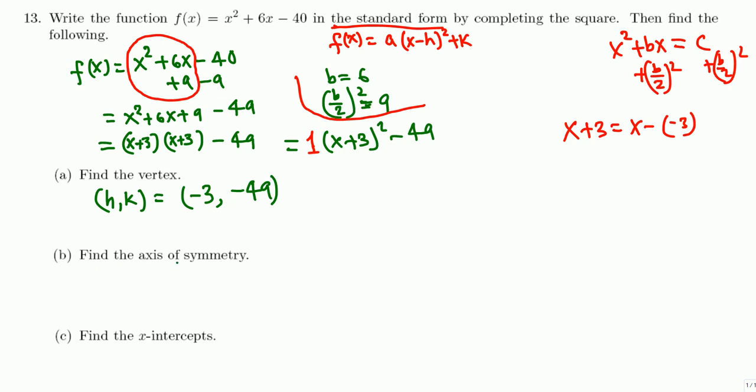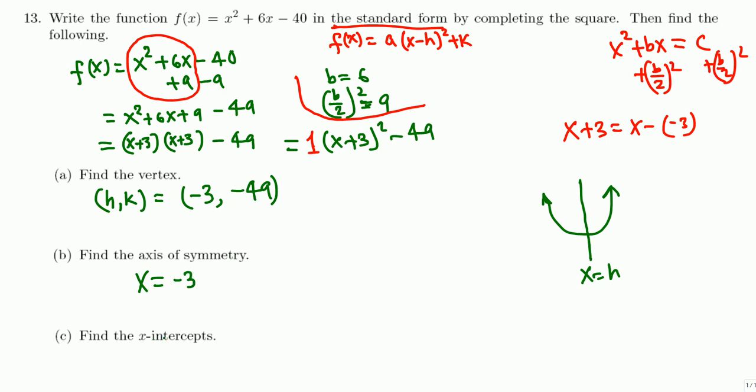Now find the axis of symmetry. It will be a vertical line. Whenever we have a quadratic function, it means a parabola. So there will be a vertical line, x equals some value, that will be h. That's the axis. So x equals h, h is negative 3. That's the axis of symmetry.